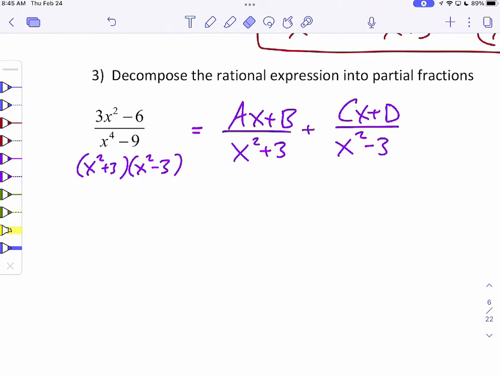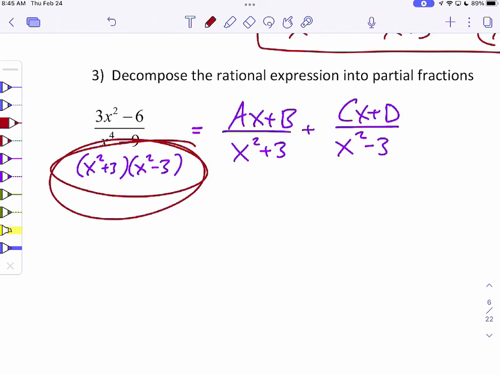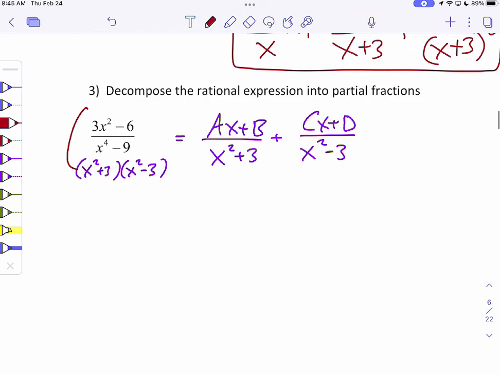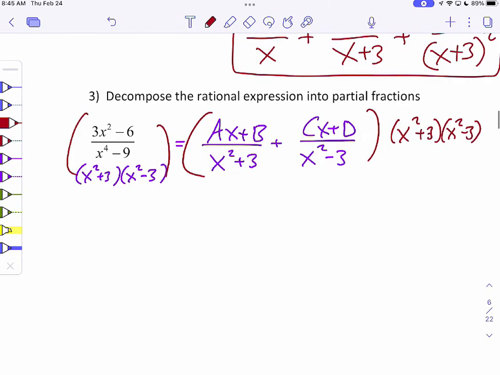I promise you we will practice these setups a lot, and so if you're a little unsure about the setups, we're going to practice that more, but let's just keep going here. All right, so the next step after this is to multiply by the common denominator. The common denominator is not something you have to think about, it's this. That is the common denominator of all the fractions. And if it's not the common denominator, then you did something wrong. So we're going to multiply both sides by x squared plus 3 and x squared minus 3.